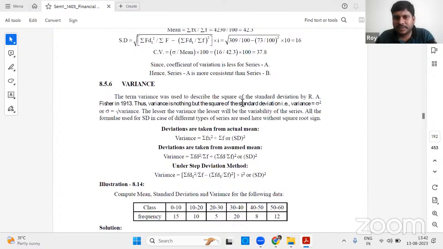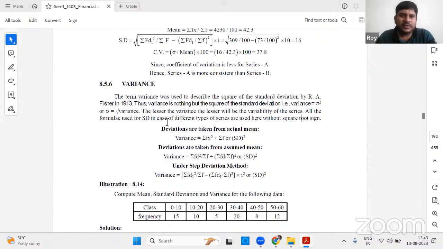The variance can be used to describe the square of the standard deviation. Thus, variance is nothing but the square of the standard deviation. That is, variance is equal to standard deviation squared. The relationship between the variance and the standard deviation is this: variance is equal to the square of the standard deviation, and standard deviation is equal to the square root of the variance. If any value is given, we can consider from these two things. The lesser the variance, the lesser will be the variability of the series.